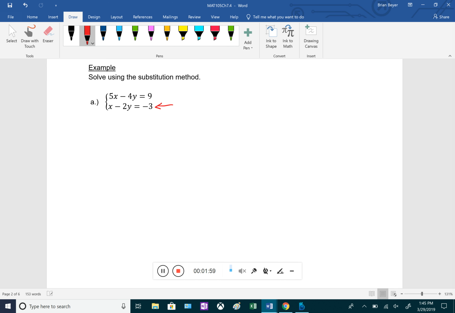Let's look at this equation here, because if we solve this for x, that is going to be the easiest, because there's no coefficient multiplying the x. Starting with x minus 2y equals negative 3, we have to add 2y to both sides, so we get x equals 2y minus 3. What we're going to do is take this and substitute it back into x in the other equation, which is right here.